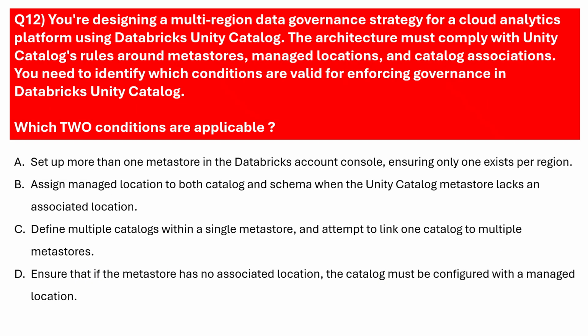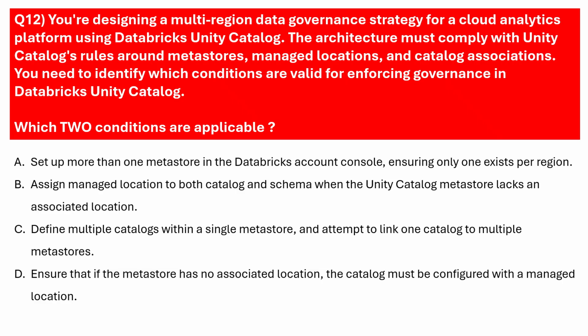Q12. You're designing a multi-region data governance strategy for a cloud analytics platform using Databricks Unity Catalog. The architecture must comply with Unity Catalog's rules around metastores, managed locations, and catalog associations. You need to identify which conditions are valid for enforcing governance in Databricks Unity Catalog. Which two conditions are applicable?